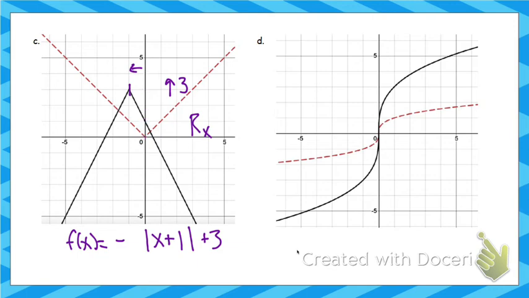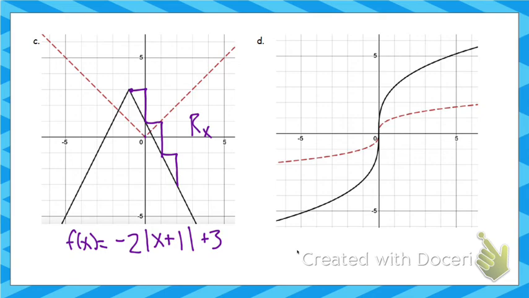And I'm just going to see how this has changed from the parent function. Well, the parent function goes up 1 over 1, up 1 over 1, up 1 over 1. Well, looking at this one, I'm going right 1, down 2, over 1, down 2. So I'm moving twice the height. So this graph is 2 times taller than the original, so it has a vertical stretch by a factor of 2.